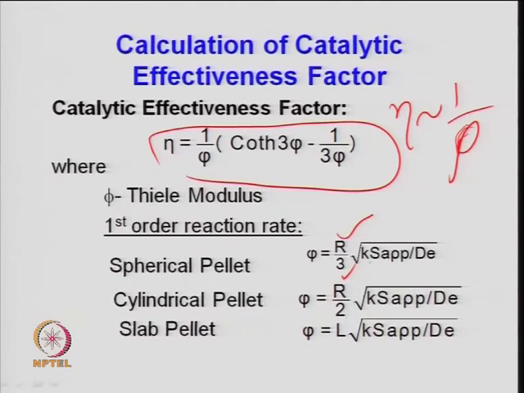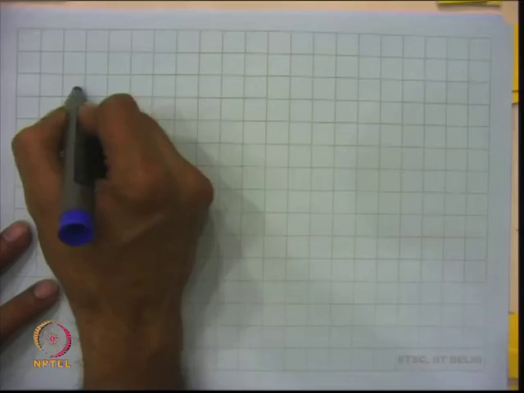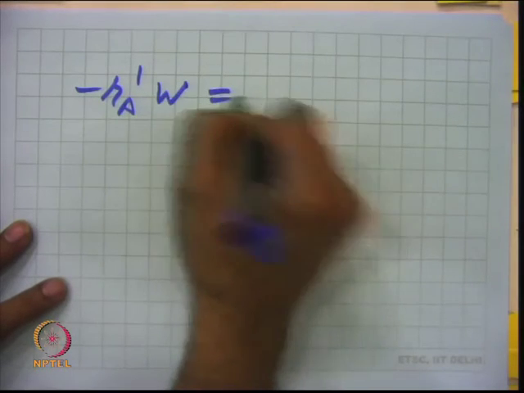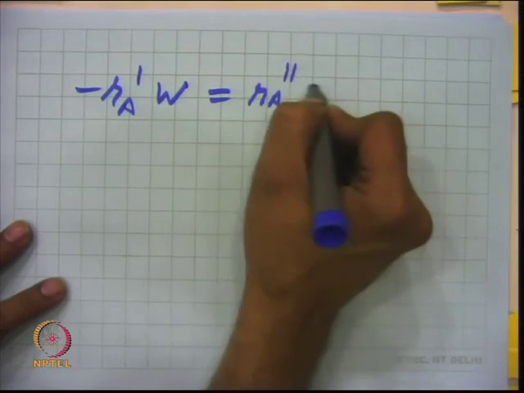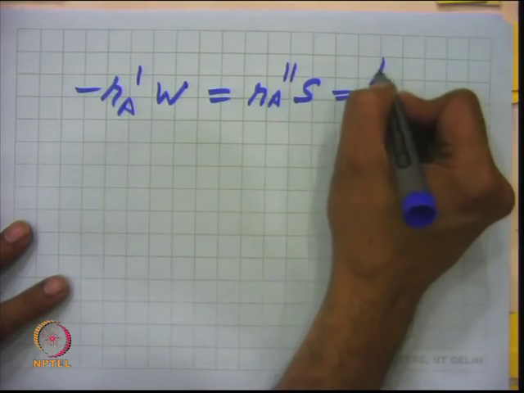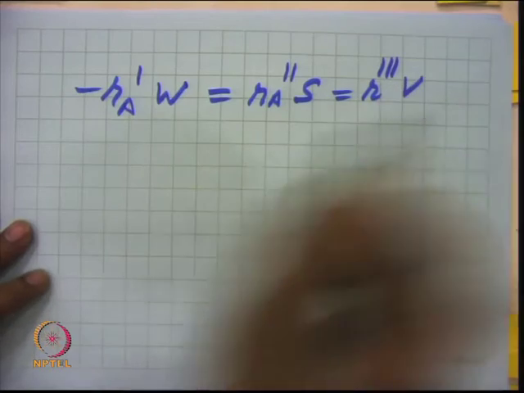Whatever this is, a surface rate constant here, and this is your density of the catalyst. So, Ks times rho, because you know this relationship. That choice is yours. So, R A dash into mass of the catalyst is equal to R A double dash into surface area of the catalyst is equal to R A triple dash into volume of the catalyst.